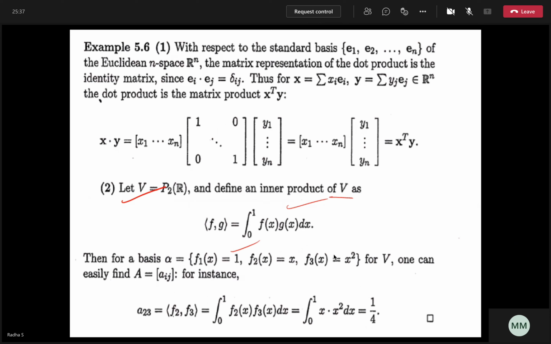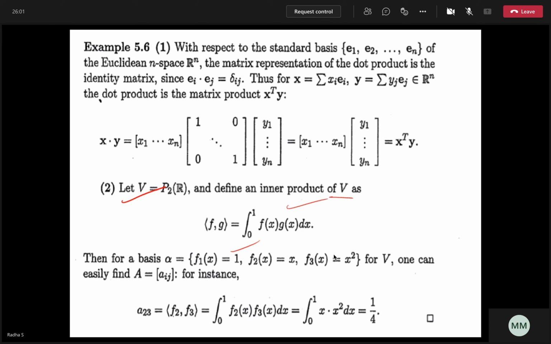Can you read this example 5.6? With respect to the standard basis of the Euclidean n space. Why is it called Euclidean n space? R power n. Ma'am, dot product is involved. A dot product. Why Euclidean n space?